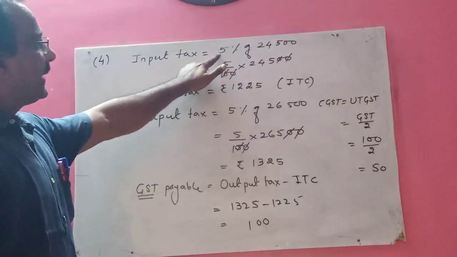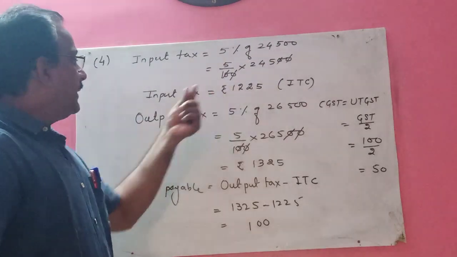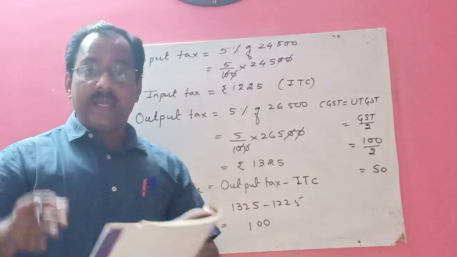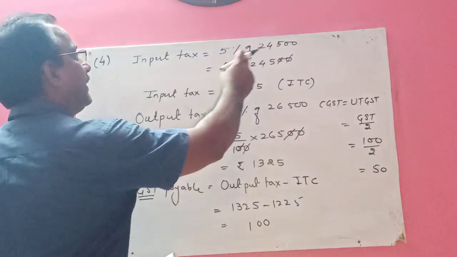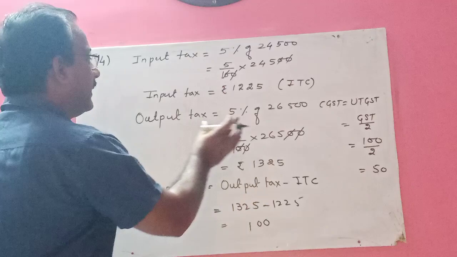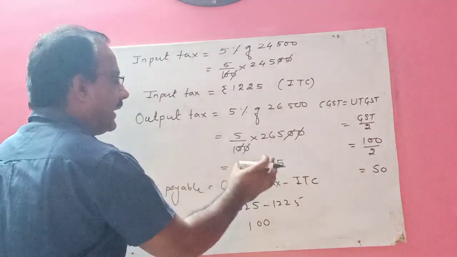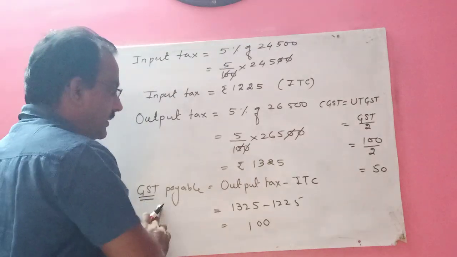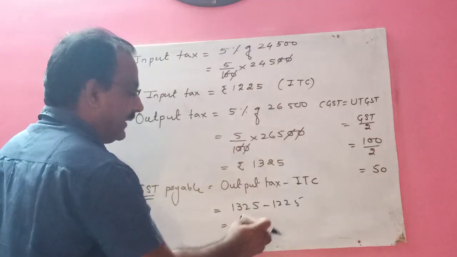See, first I have calculated 5% of this, which will become the input tax, because it is given in the textbook the GST to be paid at the rate of 5%. Similarly, I have calculated 5% of sold price, which will give me the output tax. And you know the formula of GST payable. GST payable equal to output tax minus ITC. So here you should minus it.